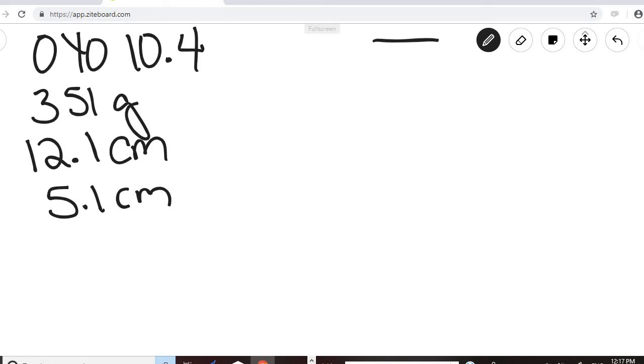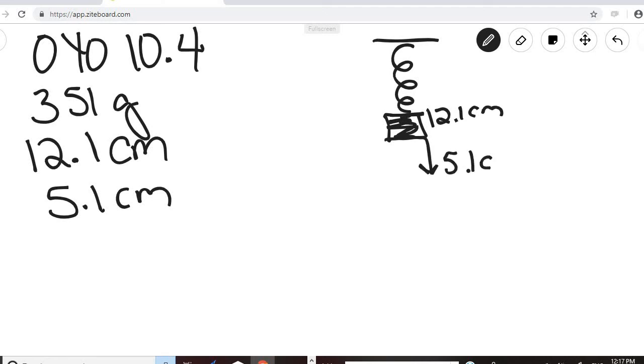So again, here's the situation we have. We have a spring, and we have a mass hanging from that. And when this happens, the displacement is 12.1 centimeters, but then we're going to pull this thing down 5.1 centimeters from its equilibrium position. We're going to let it go. And we want to know, what will the time be?